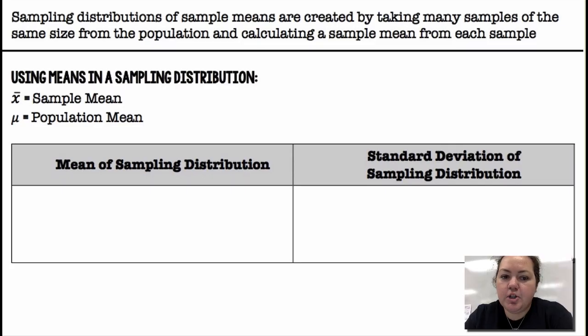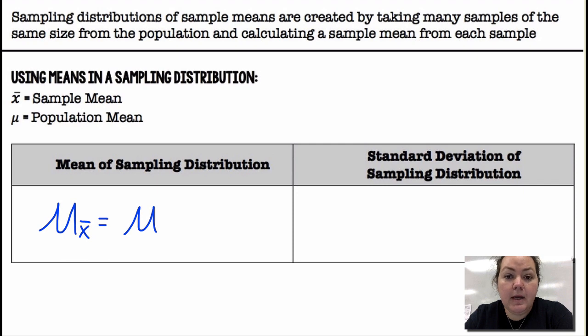A sampling distribution of sample means is created by taking many samples of the same size from the population and calculating a sample mean from each sample. In a sampling distribution of means, we use x bar for a sample mean, and we use mu, the Greek letter, for a population mean.